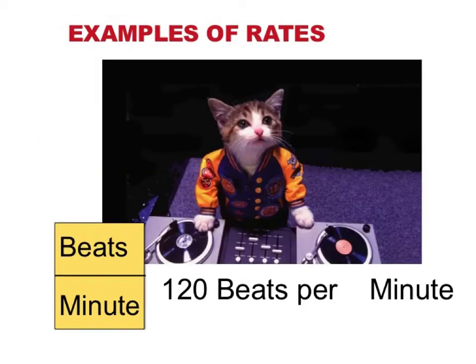Here's one more example. A lot of DJs talk about the beats per minute of a song. That's the number of beats that's in 1 minute. And of course, we know 1 because we're talking about per minute, per 1 minute. So this cat is DJing at a rate of 120 beats per 1 minute.